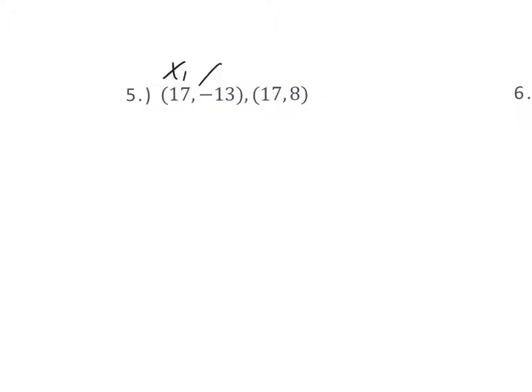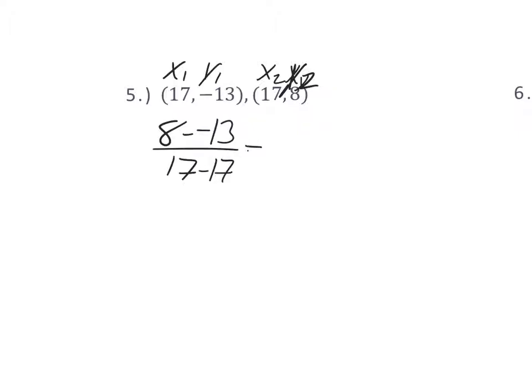Okay, looking at it, we have x1, y1, x2, y2. So I have 8 minus negative 13 over 17 minus 17. That equals 21 over 0.